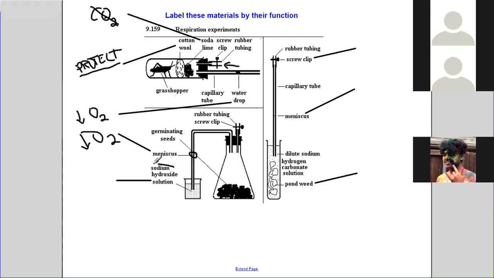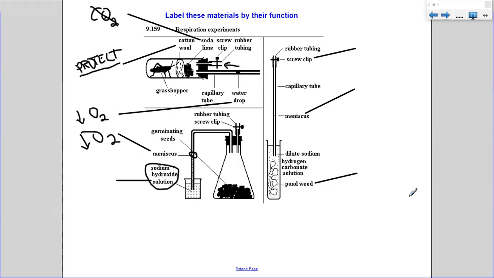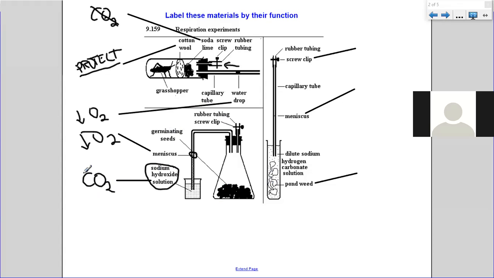What do you guys think the sodium hydroxide solution would be used for? Let's try somebody else here. So Kate, what do you think the sodium hydroxide is going to be used for? This is a different experiment here. These are going to be my germinated seeds. Does this one have a similar setup, meant to counteract the carbon dioxide production? You're correct, ma'am. Nice.